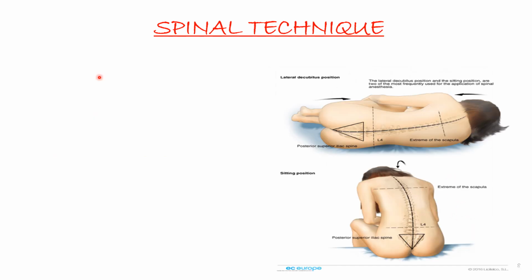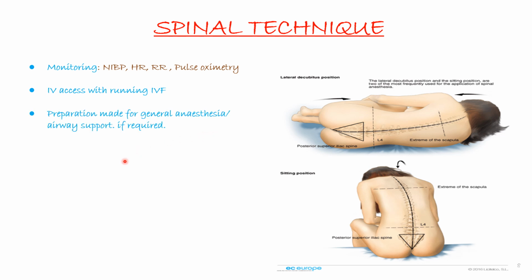For the spinal technique preparation, you do monitoring through non-invasive BP monitoring, heart rate, respiratory rate, and pulse oximetry. You also give IV fluid access and then you put a running IV fluid. And then you prepare for general anesthesia, that is airway support if required. The reason behind this is that if you need to change to general anesthesia, you need to be ready. And this is very important in an emergency situation.